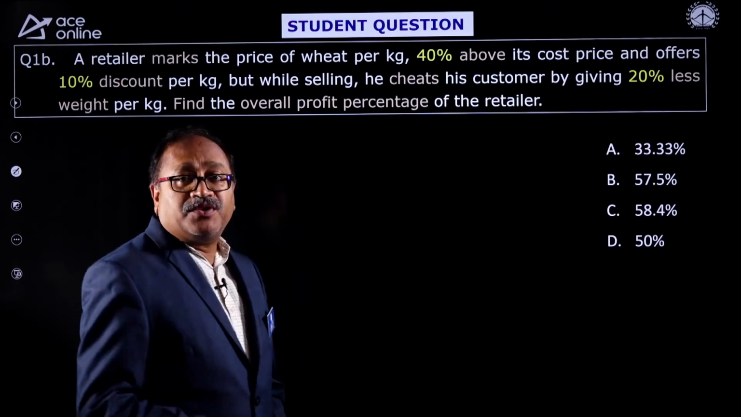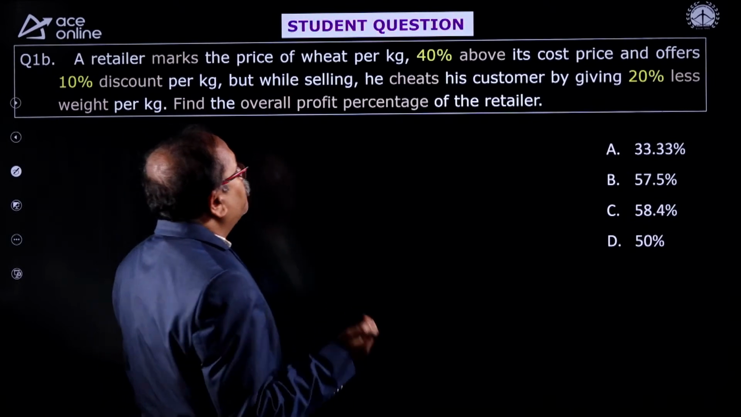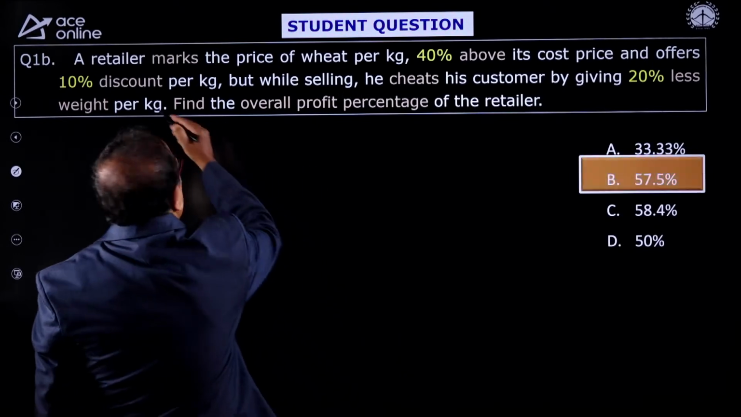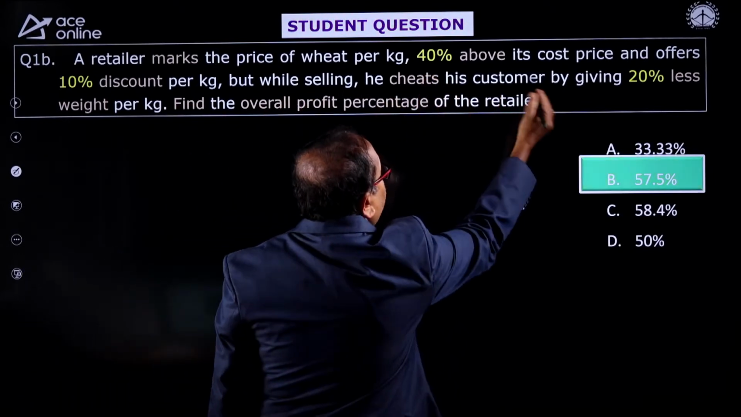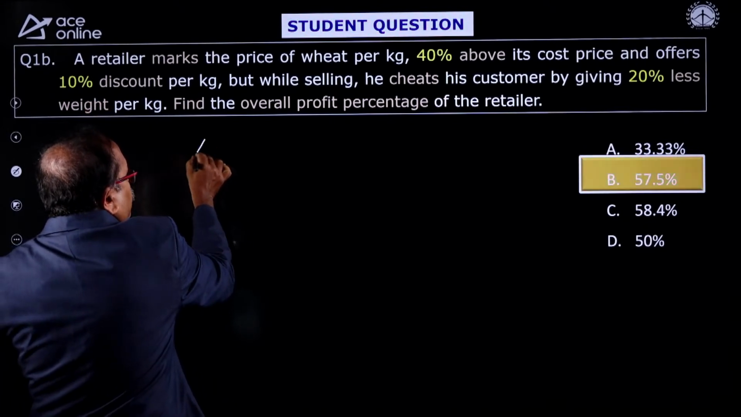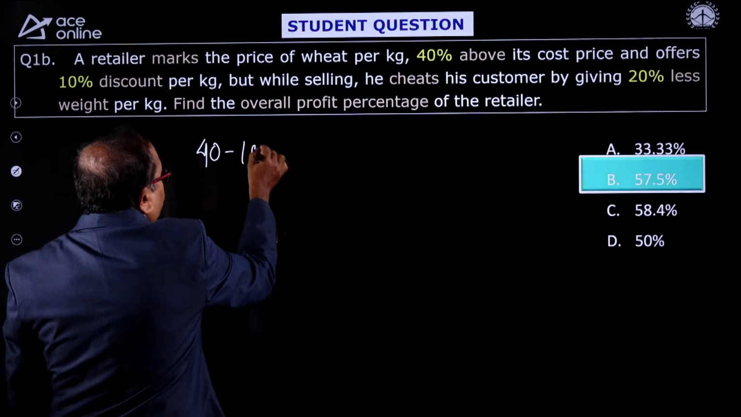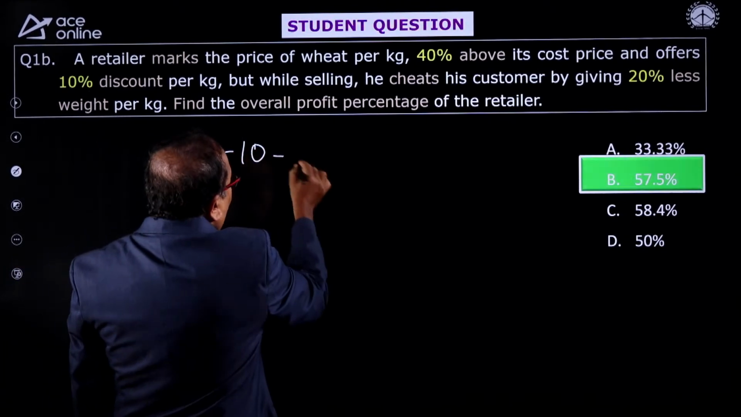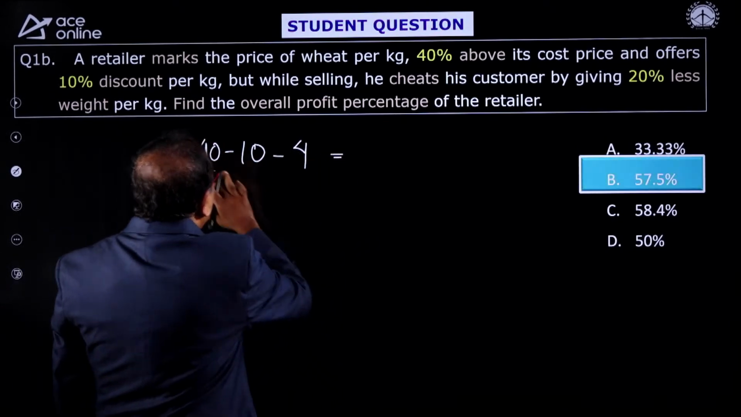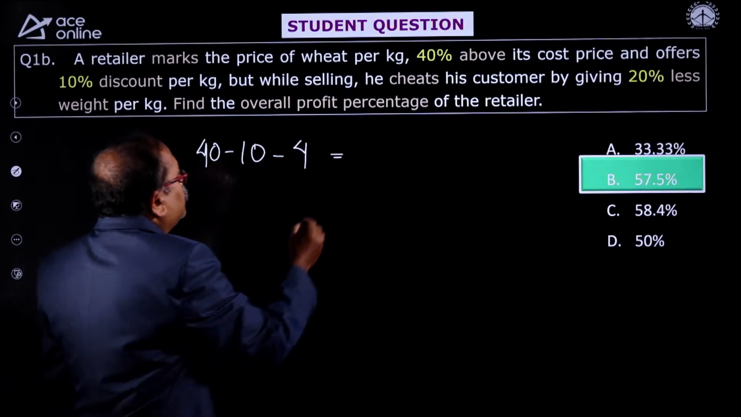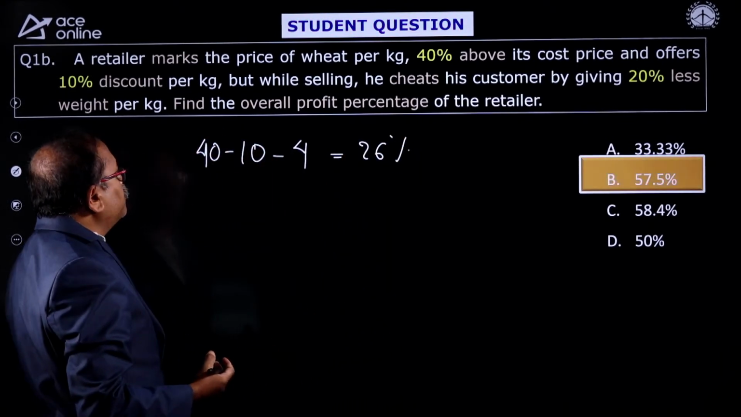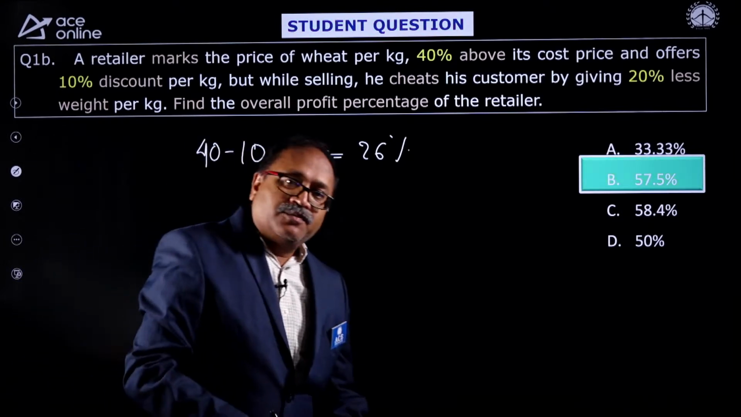Not to worry even if you didn't get the answer. So what is the answer? Check the answer if you have done it. Now, what is the case over here? 40% above the cost price and 10% discount. That means the profit will be 40 minus 10 plus minus 400 by 100, that is 4, which gives us 30 minus 4, that's 26%. This 26%, am I right? Yeah, 26% is the profit.